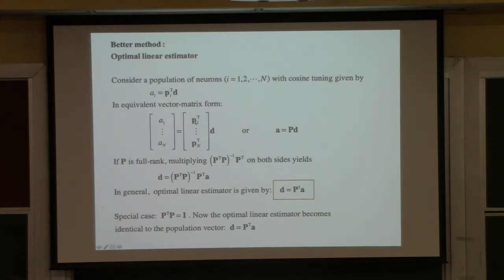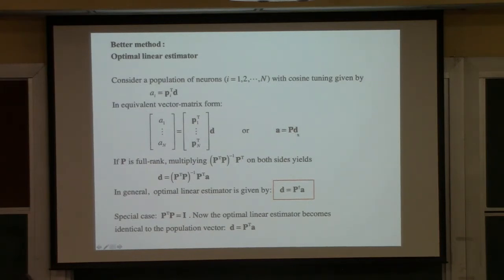So now you see this is a matrix because each preferred direction vector here is a row vector, because I transposed it, right? This bunch of rows is a matrix. You write it this way. So given this activity, you have the preferred directions times d. Based on this cosine tuning, this equation should hold, right? Your activity vector should be related to your direction vector by this equation.